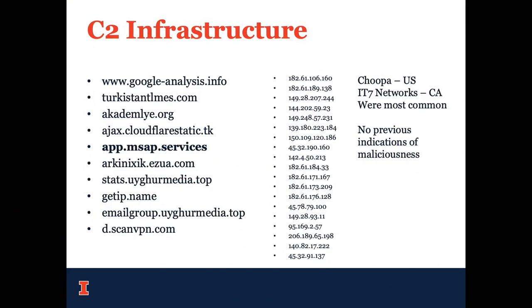The C2 infrastructure used a variety of domains. Some were dynamic DNS, the EasyUA.com, MSAP services, overlapped several campaigns, which allowed for at least some indication of correlation between the actors. You have a list of IP addresses there also. Most of them mapped to Choopa in the United States and IT7 networks in Canada. But none of them were seen in previous campaigns of any noteworthiness.